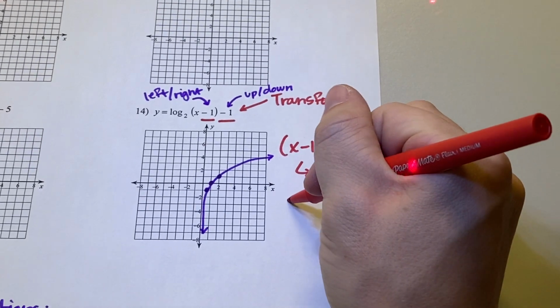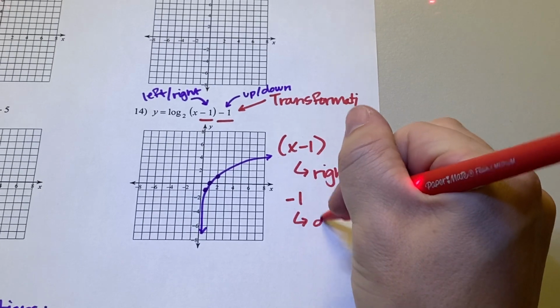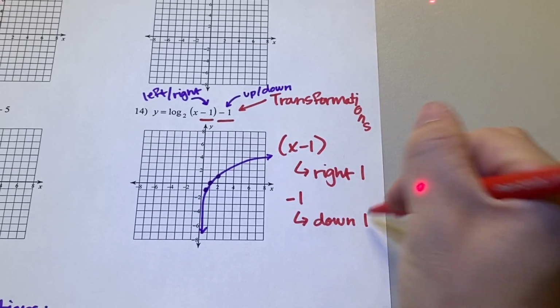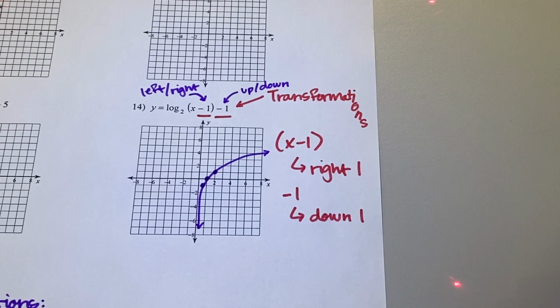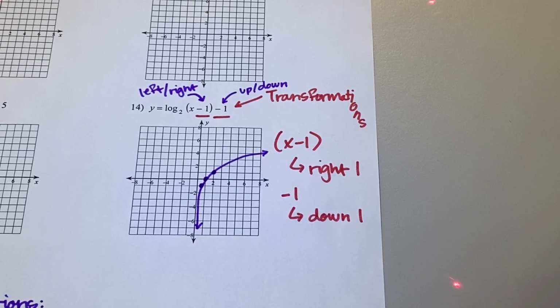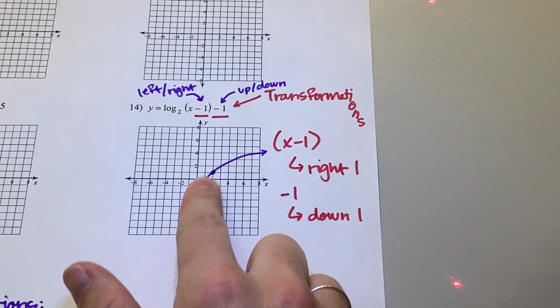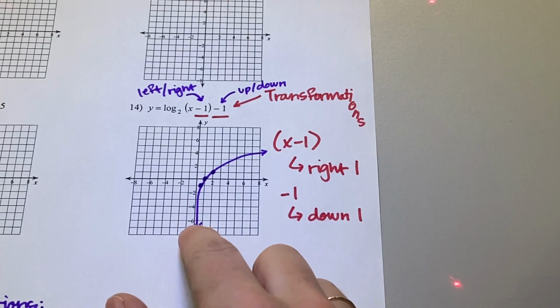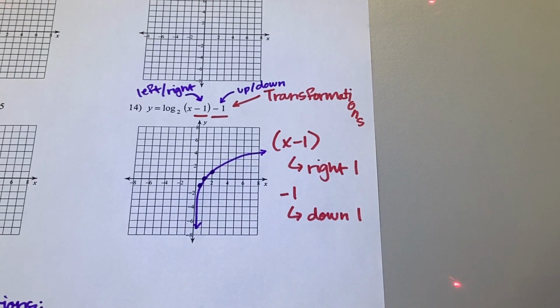Then the -1 on the end, that guy right there, wants us to move down 1. What if it was +1 on the end? We would go up 1. Man, you guys are good. This is hard stuff, and you guys are picking it up. I'm so proud. Let's take our parent function, the one that hasn't been added to, and move it to the right 1 and down 1.